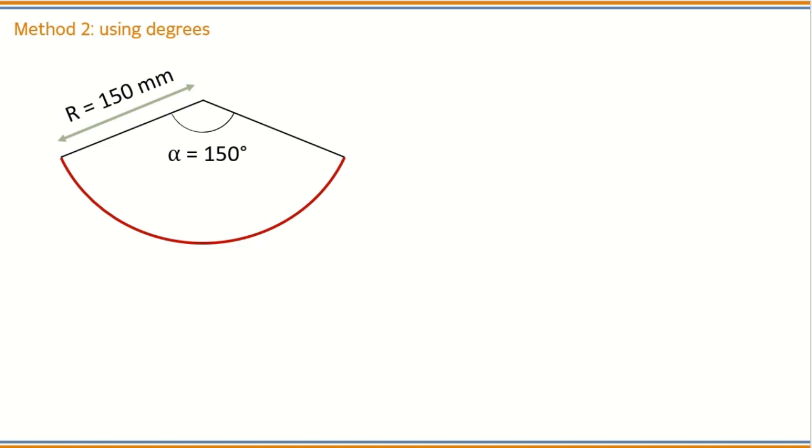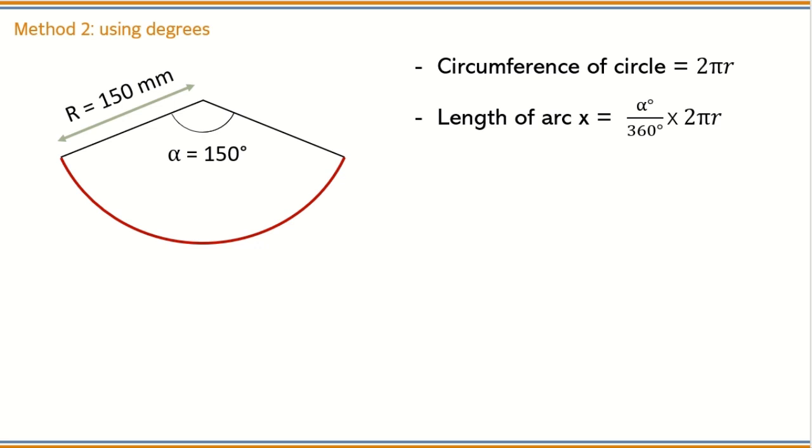Now I'm going to use a different method where we will be using degrees instead of radians. You can use this method if you don't remember how to convert degrees into radians. The circumference of a circle, or the perimeter, is 2 pi r. The length of the arc represents a fraction of the total perimeter of the circle. To find out this fraction, we need to divide the angle of the arc, in this case 150 degrees, by 360 degrees, because a full circle is 360 degrees, and times it by the full perimeter of the circle.